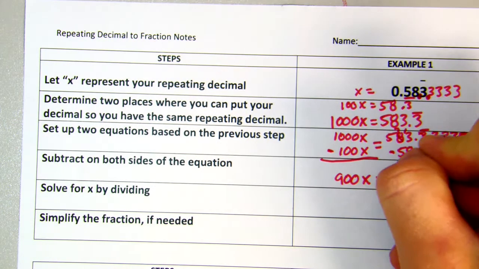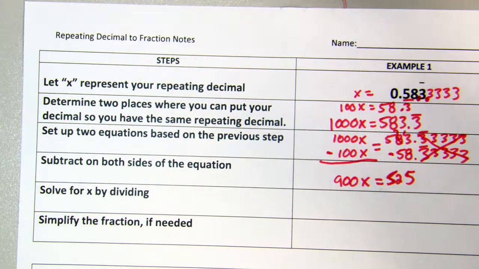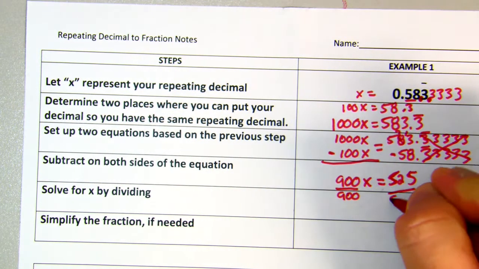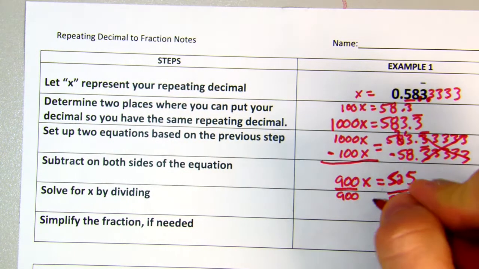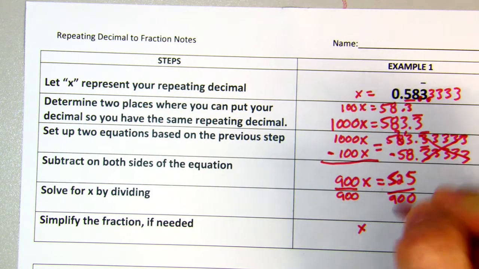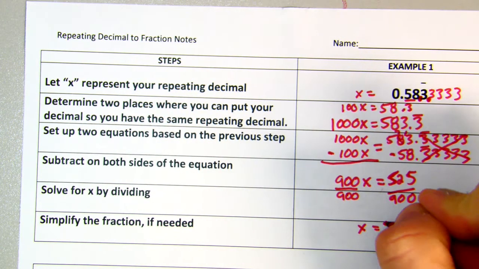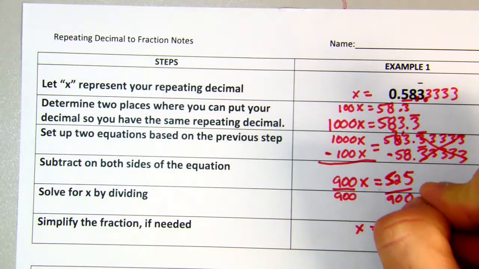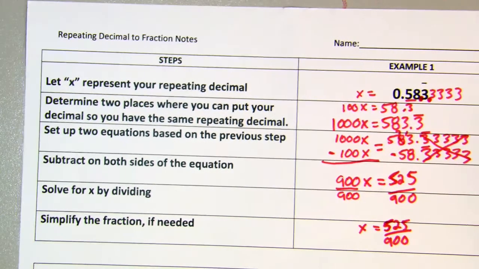Now I'm left with a single step equation. I want to get my x variable by itself, so I'm going to divide by 900 on both sides. Then my x is going to equal 525 over 900. So that is my repeating decimal turned into a fraction.